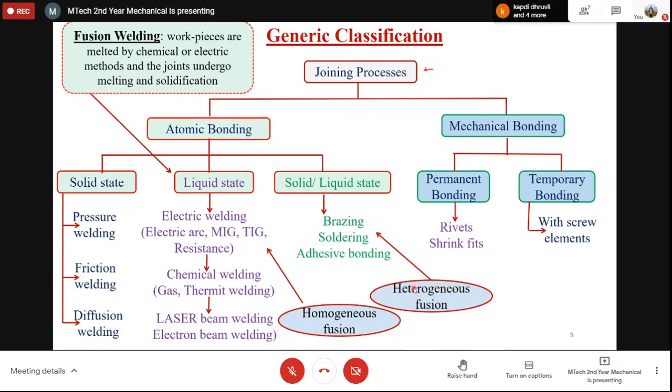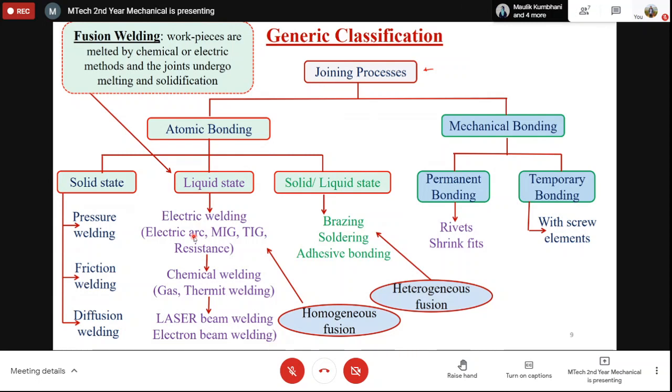The microstructure is not changing at all. However, the filler material which we are using may be different from the parent material. That's why we are calling them heterogeneous fusion. However, when we are using electrical welding, the electric arc is there, MIG is there, TIG is there. In that, we are using the filler material which is of similar composition to the parent metal. So the microstructure won't be different from the parent metal. So that's why we are calling it homogeneous fusion.